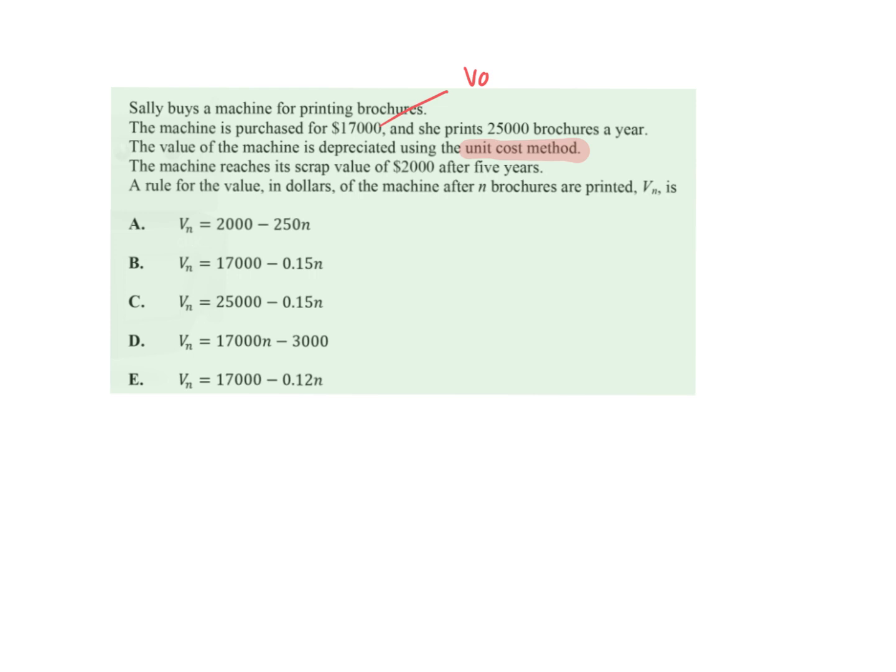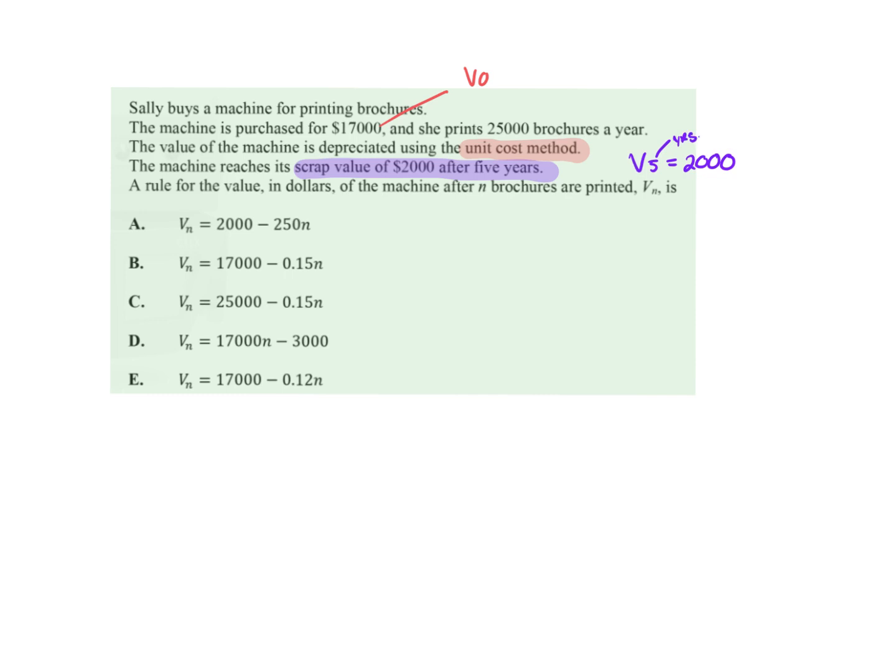So it says the machine has a scrap value of 2,000 after 5 years. So what they actually gave you in this bit is the value at 5 years equals 2,000. I shouldn't say V5, because it's actually unit cost.